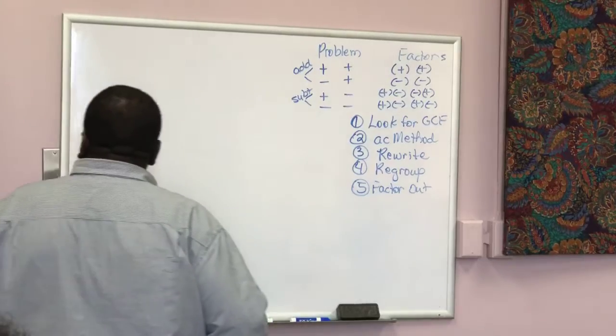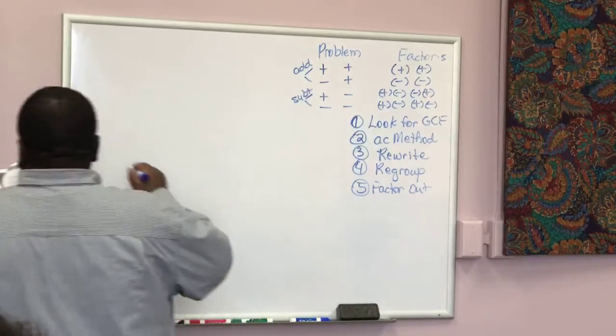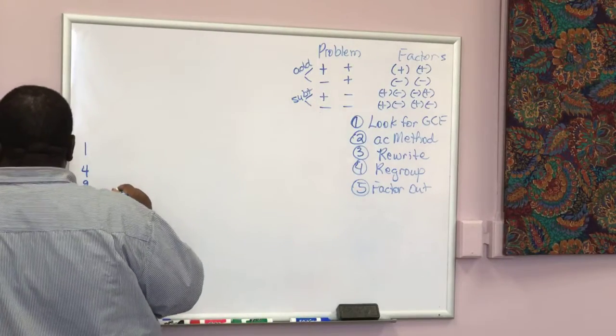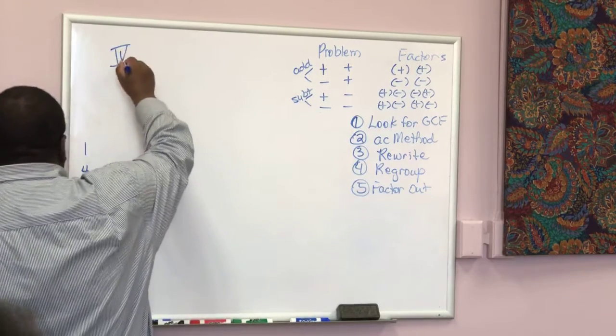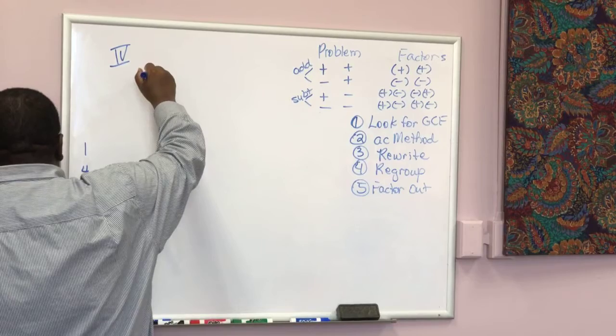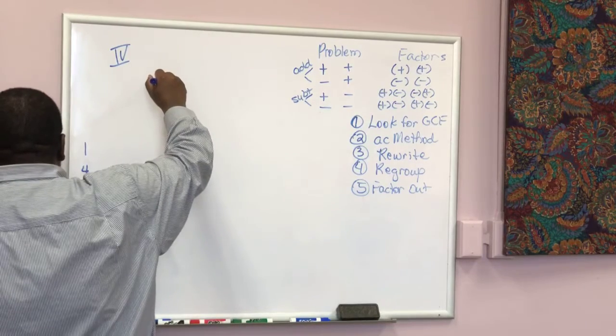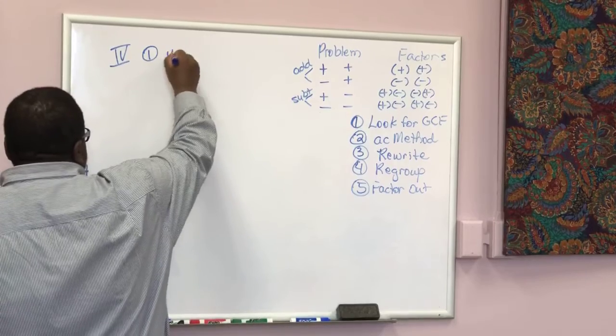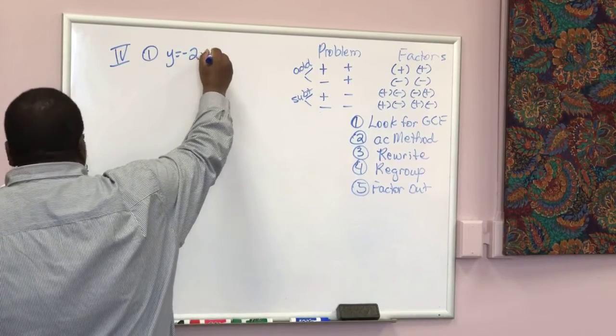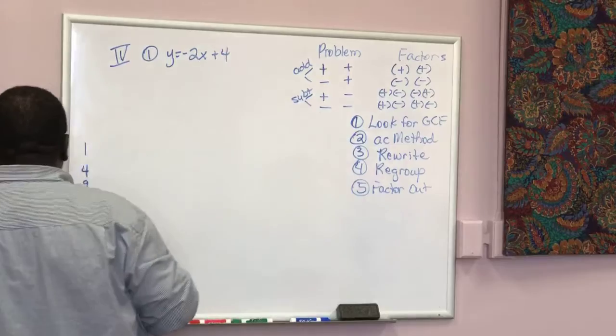The graphic, number 5, number 4. Roman numeral 4. Which one, 1, 2, or 3? It doesn't matter. Okay, let's look at number 1. We have y equal to a negative 2x plus 4.